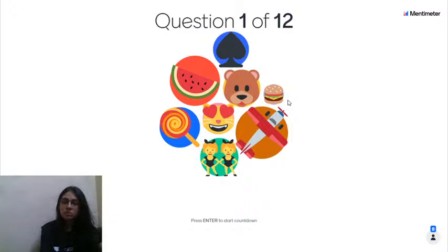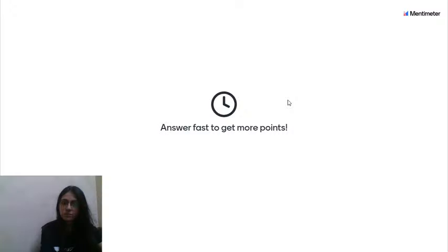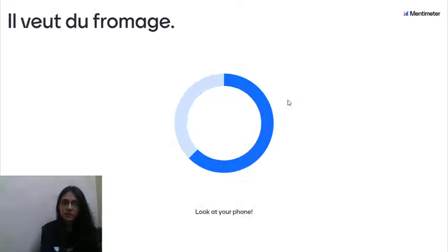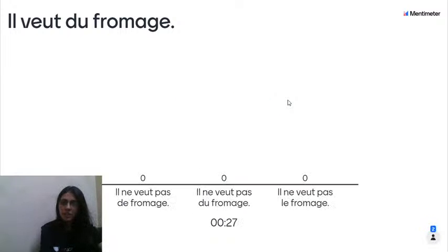Alright, so we start with the first question. Il veut du fromage. You have to change it to the negative form. There are three options: il ne veut pas de fromage, il ne veut pas du fromage, and il ne veut pas le fromage. So which do you think will be the correct answer? Come on, 10 seconds, 9, 8, 7, 6, 5, 3, 2, 1. Time's up.